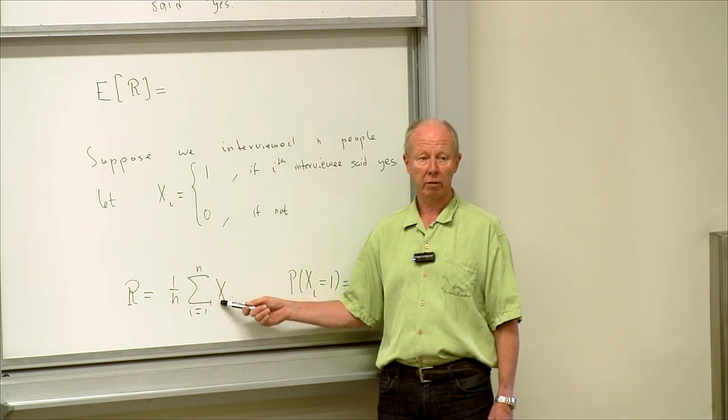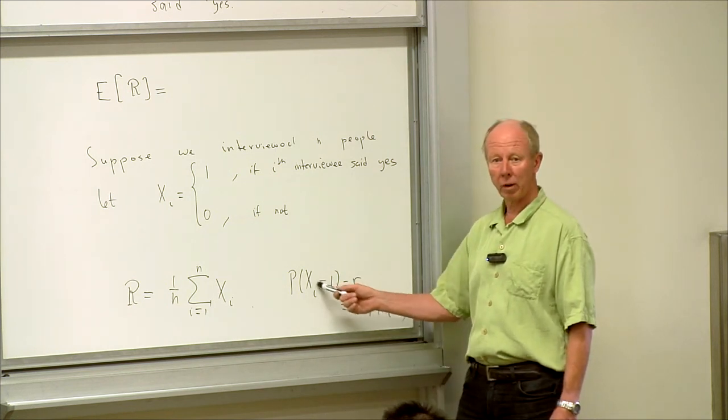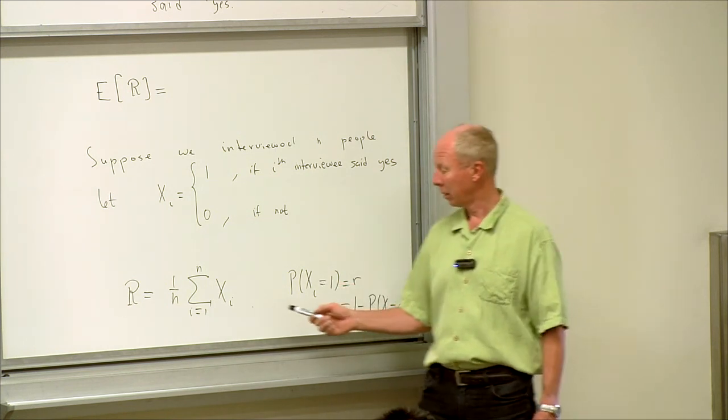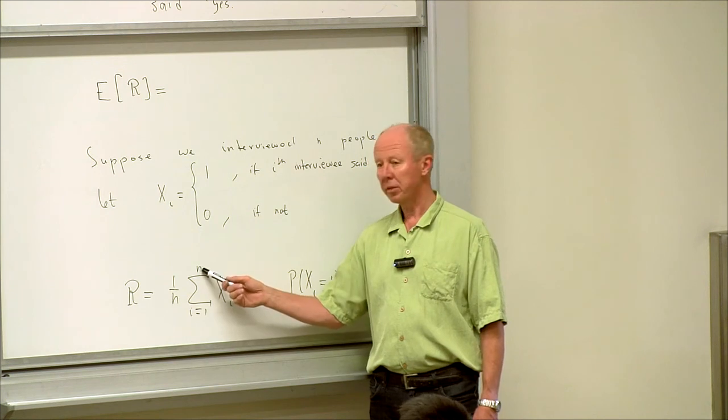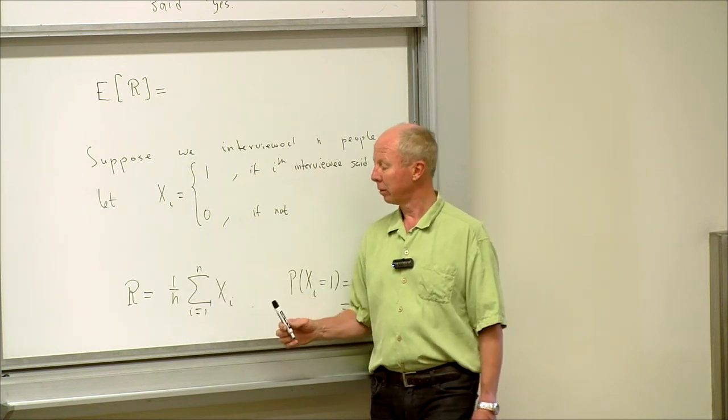And what's the expected value of each term? It's r, right? With a random variable like this, the expected value is r. So you get r, how many times? N times. So when you take expected values, you get nr divided by n, which is r.